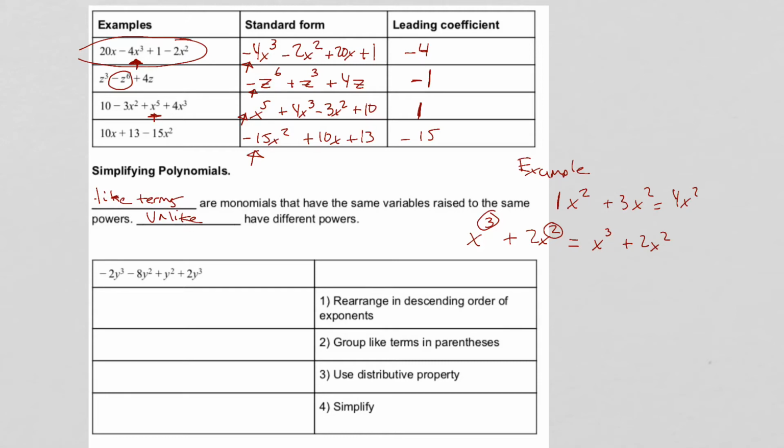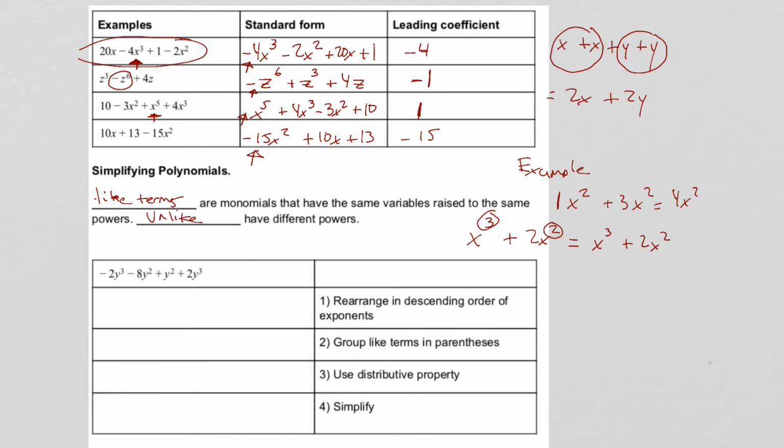I'll give you another basic example. X plus X plus Y plus Y. These are like terms. Those are like terms. So all that is equal to 2X plus 2Y. And that's in a nutshell what you're going to be doing in this chapter. Basically adding like terms or subtracting like terms.